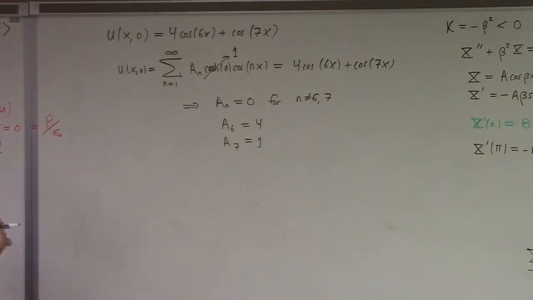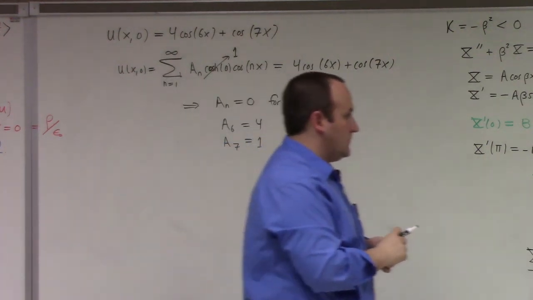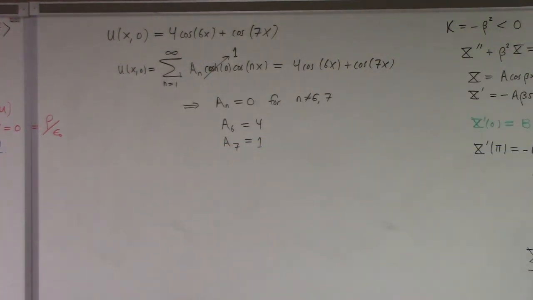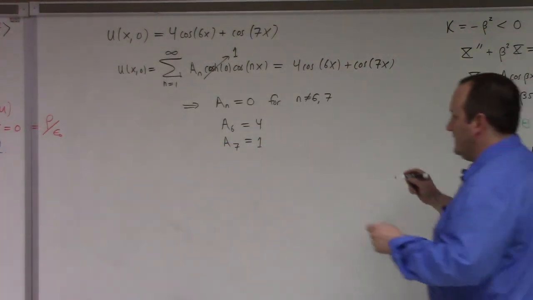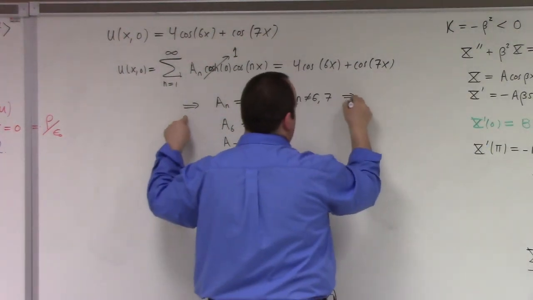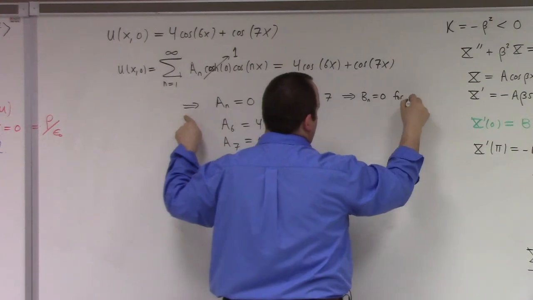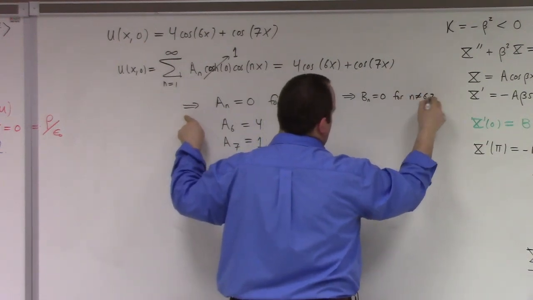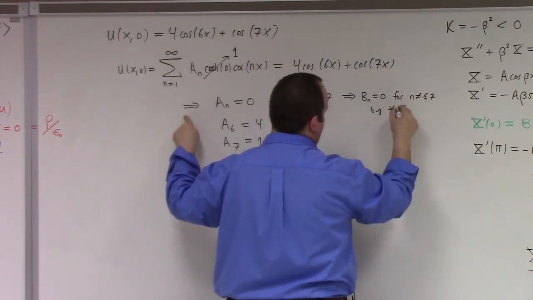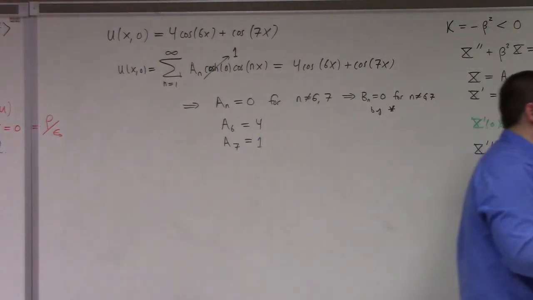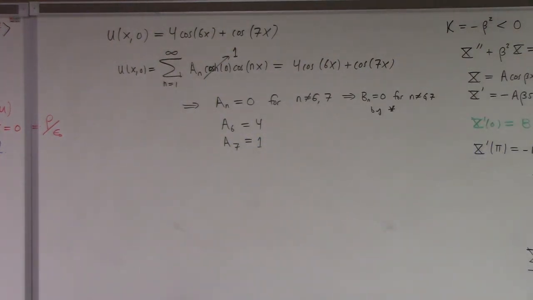But then we can figure out the b's, right? Because, by the way, this implies that b sub n is equal to 0 for n not equal to 6 or 7, by star. We call this thing star, right? Because you can solve this for b sub n.